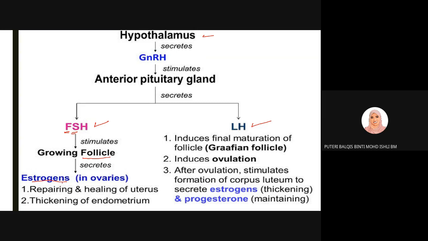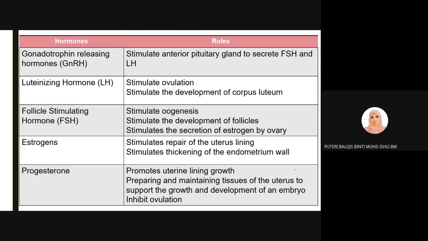What is the function of estrogen? It will repair and heal the uterus. And it also will thicken the endometrium. Okay. On the other hand, we have LH. LH ada 3 function. The first one, it will induce final maturation of follicle into Graafian follicle. Second, it will induce ovulation. Number 3, after ovulation, it will stimulate the formation of corpus luteum to secrete estrogen and progesterone. Apabila corpus luteum dihasilkan, dia akan secrete 2 benda. It will secrete estrogen and also will secrete progesterone. Okay, yang itu.